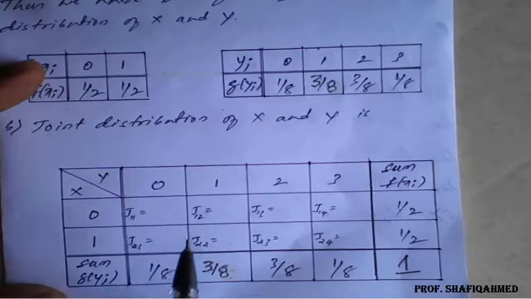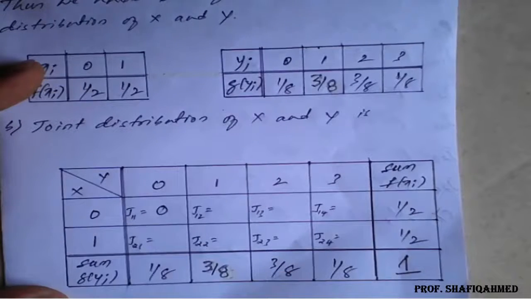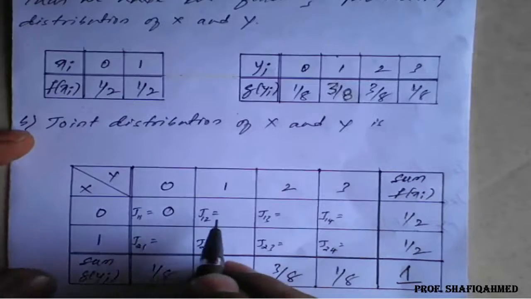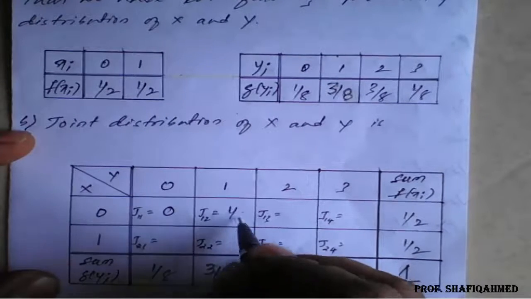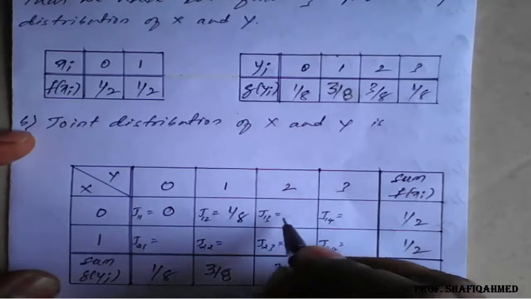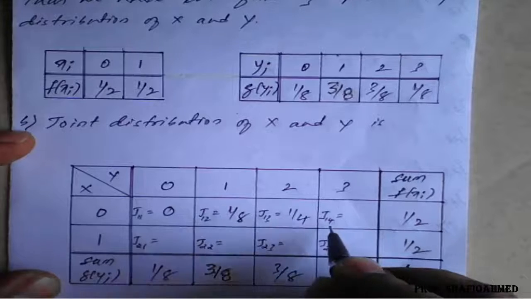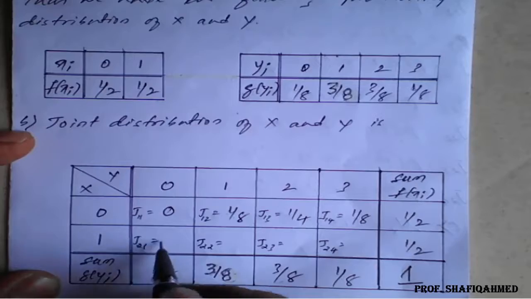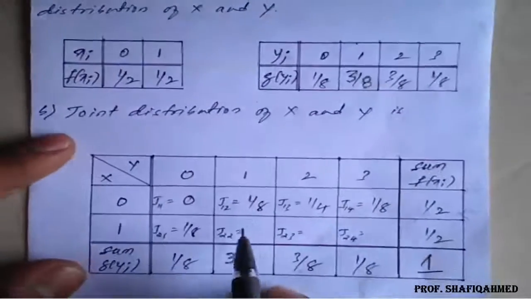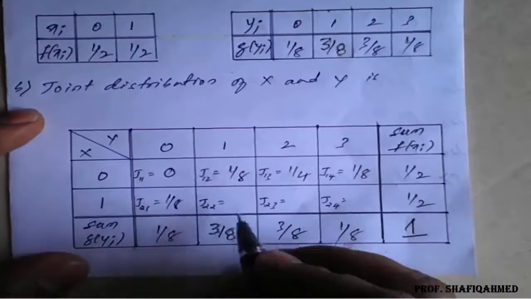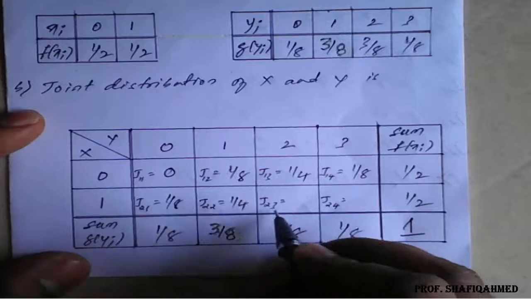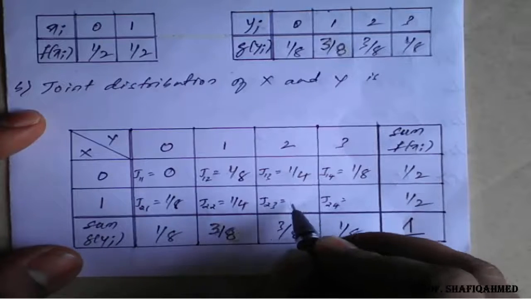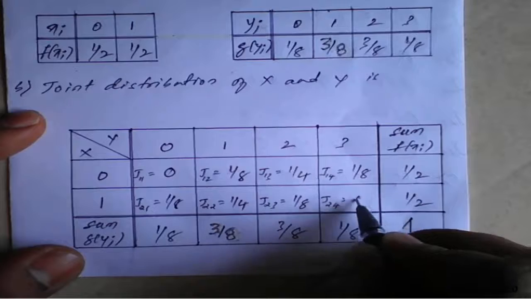So what J11 answer did we get? 0. Now J12 is 1 by 8. J13 we got the answer 1 by 4. J14 we got 1 by 8. J21 we got 1 by 8. From this you have to refer and enter all these values. Then J22 we got 1 by 4, then J23 we got 1 by 8, and the last one is 0.